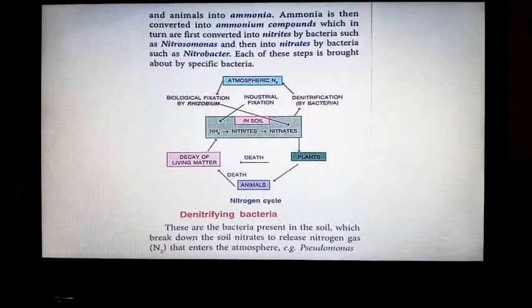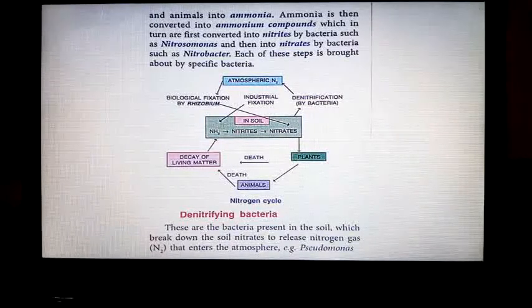And there is another way, by industrial fixation. In industries, ammonium sulfate and ammonium chloride are prepared and used as fertilizers. That is called industrial fixation. So now we have learned how atmospheric nitrogen is entering the soil. That completes only half of the cycle. Again the nitrogen should go back.